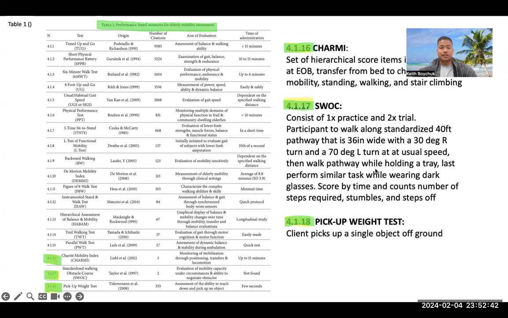And yeah, all these other ones too. This one's kind of funny. Pick up a weight test. That's it. There really is no other measurement than that.